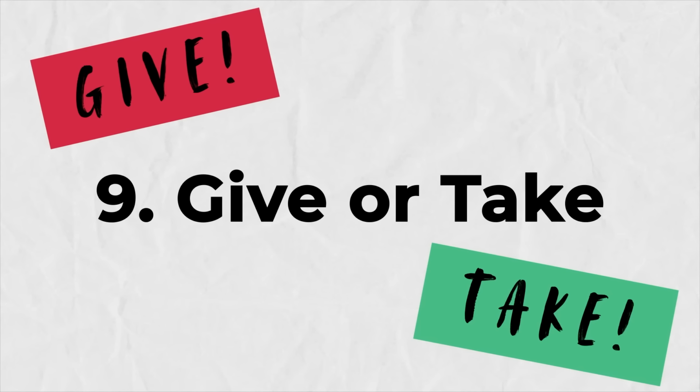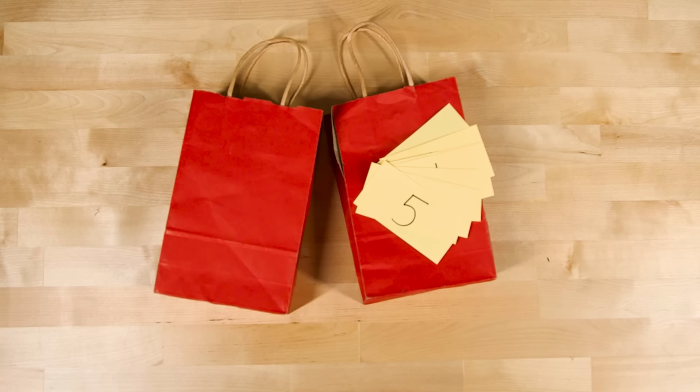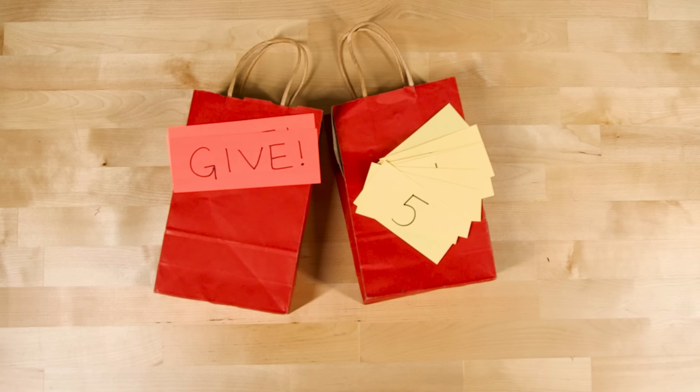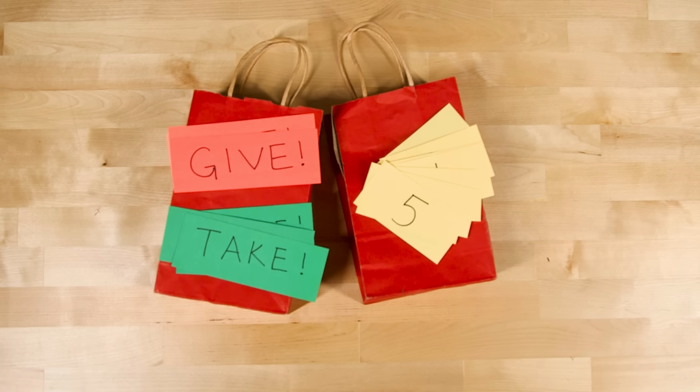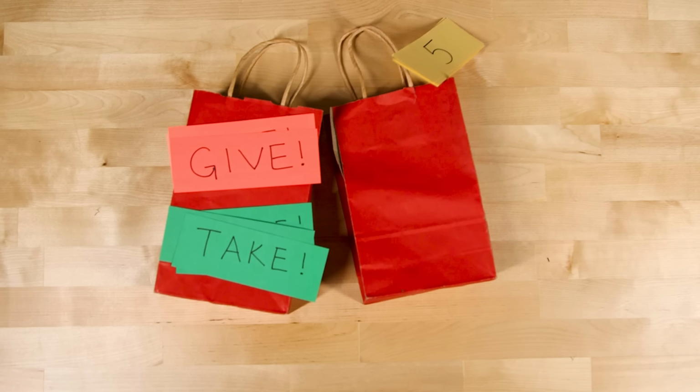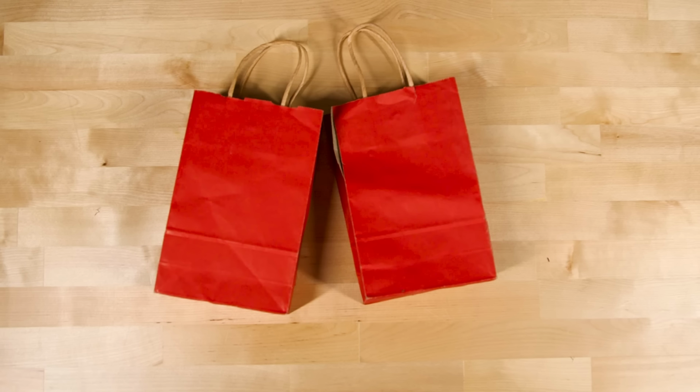The 9th game is give or take. If you want to see your students on the edge of their seats laughing and groaning, this is a game for you. For this game, you'll need 2 paper bags, slips of paper with points ranging from 1 to 5, and slips of paper with give or take written on them. The points go in one bag, and the gives and takes go in the other bag.